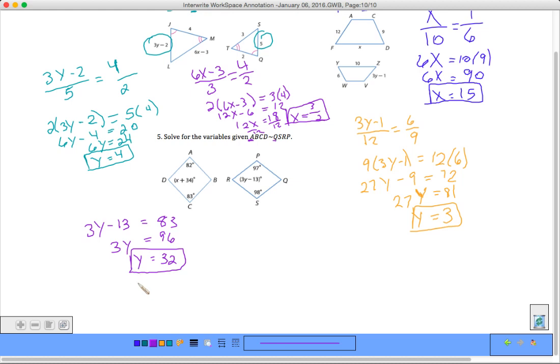We're going to use the exact same idea to find x. So x is right here with angle D. D should correspond to P. And we know that if they're similar, the corresponding angles are congruent. So we have x plus 34 equals 97. Subtract the 34 from both sides and we get x equals 63. There we go. And we are finished with our notes over similar figures.